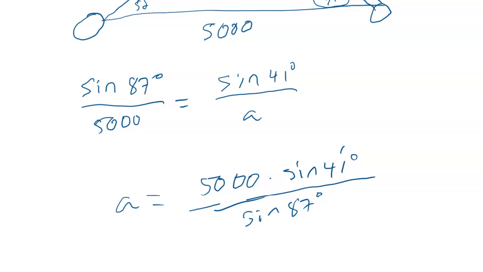Let's just make sure we get the right answer. My track record lately hasn't been that great. 5,000 sine of 41 degrees over sine of 87 degrees.